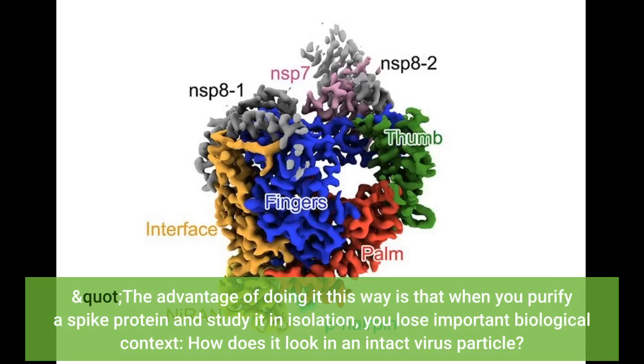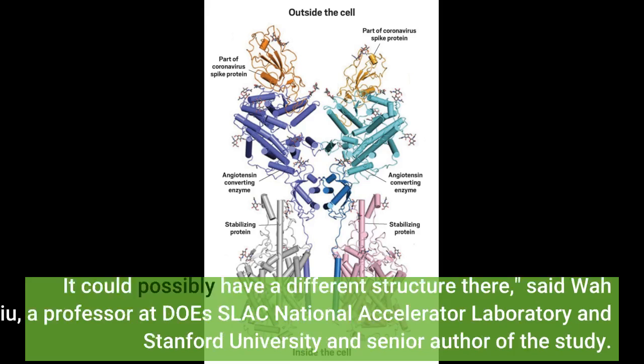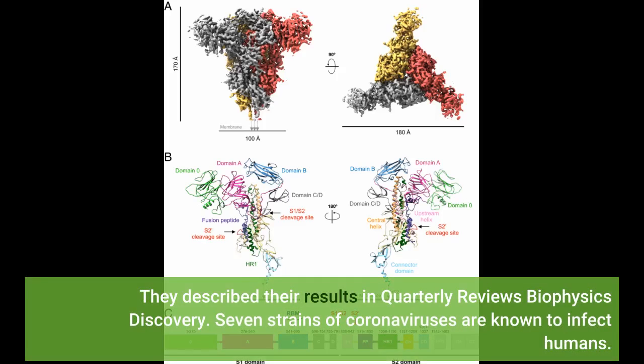The advantage of doing it this way is that when you purify a spike protein and study it in isolation, you lose important biological context. How does it look in an intact virus particle? It could possibly have a different structure there, said Wah Chiu, a professor at SLAC National Accelerator Laboratory and Stanford University and senior author of the study. They described their results in Quarterly Reviews of Biophysics Discovery.